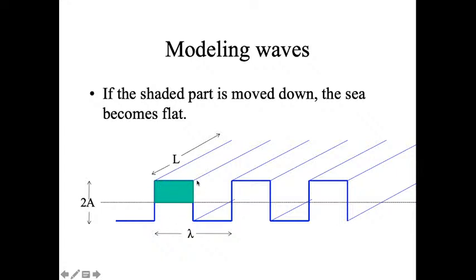We can find out how much energy it has, thinking about it as gravitational potential energy. So the water above this center line, right, it's all lifted at some height, and if it drops, it's going to convert gravitational potential energy to kinetic energy, and that's where we are able to calculate the energy in these waves. So if the shaded part is moved down, it becomes flat, right?